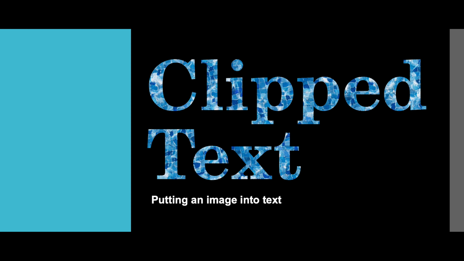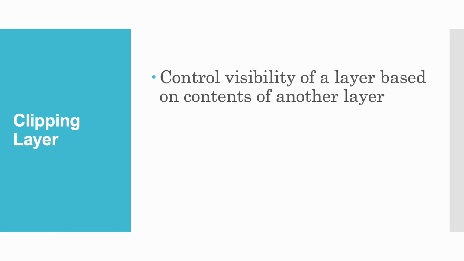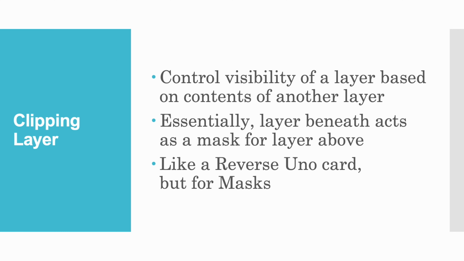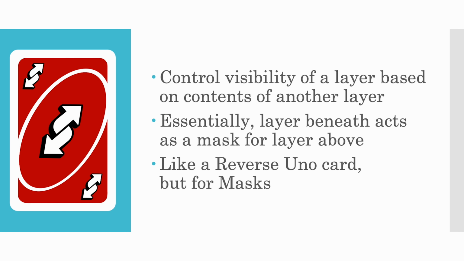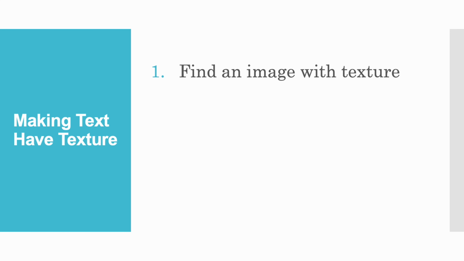Now, here is the fun part. Clipped text, which is where we're going to put an image into the text. So clipping layers are what we're talking about to achieve this effect. Basically, a clipping layer controls visibility of a layer based on the contents of another layer. Essentially, the layer beneath acts as a mask for the layer above. So it reveals and hides things. And this is like a reverse Uno card, but for masks.